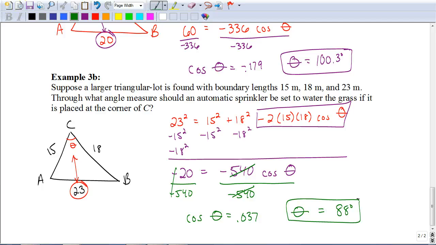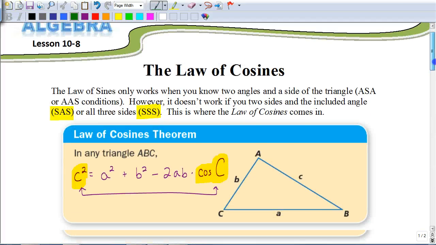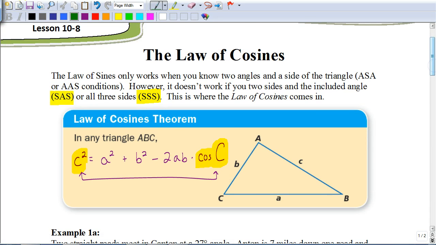Okay, so that's the law of cosines. So again, once you get the hang of it, it's not too bad. Some require more work than others, but this is the formula you want to make sure you know. And again, always make sure that the side and the angle, those two are across from each other in your equation. And they should be across from each other in the triangle.